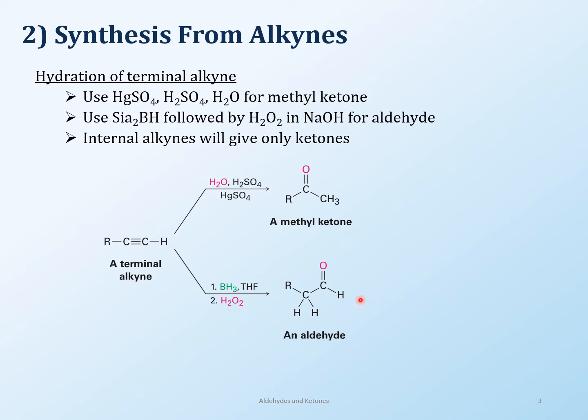So the functional group goes on the carbon with more hydrogens. That is the anti-Markovnikov product. If you have internal alkynes, then you will only get ketones, because internal alkynes have no hydrogens on them. If there are no hydrogens on them, then hydroboration and mercury sulfate will give you the same product, which is a ketone. There is no option for an aldehyde. Aldehydes are also terminal groups, so you can't get aldehydes inside. You have to have that on the terminal group.